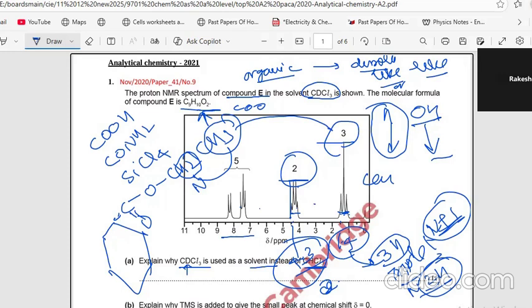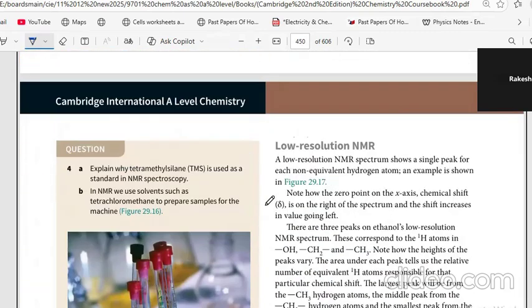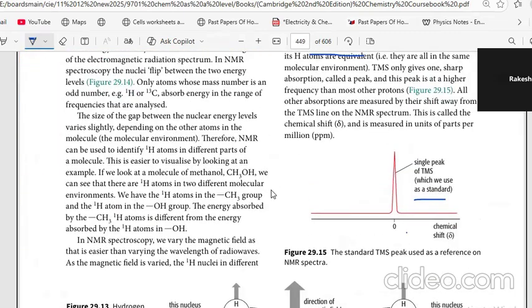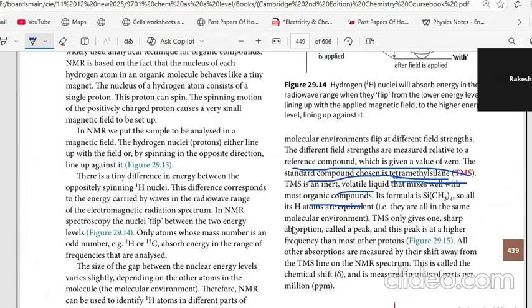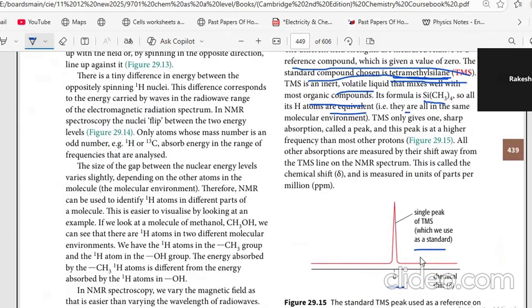Then why is TMS used? TMS is tetramethylsilane. It gives only one sharp peak, and all of its hydrogens are equivalent because they are in the same environment. So they only have one peak, and it's a very high peak. We compare everything with this. This is the reference with zero. How much are the others? So that was the answer to that question.